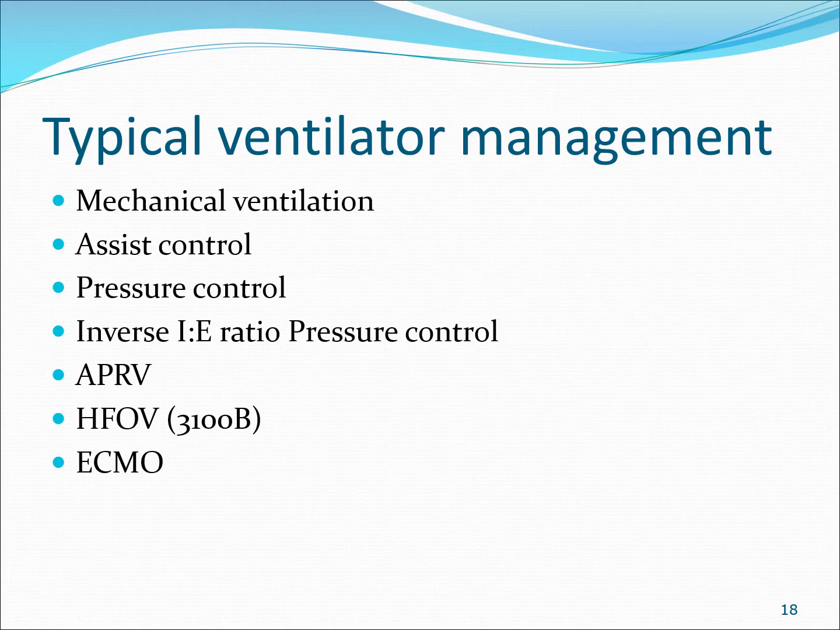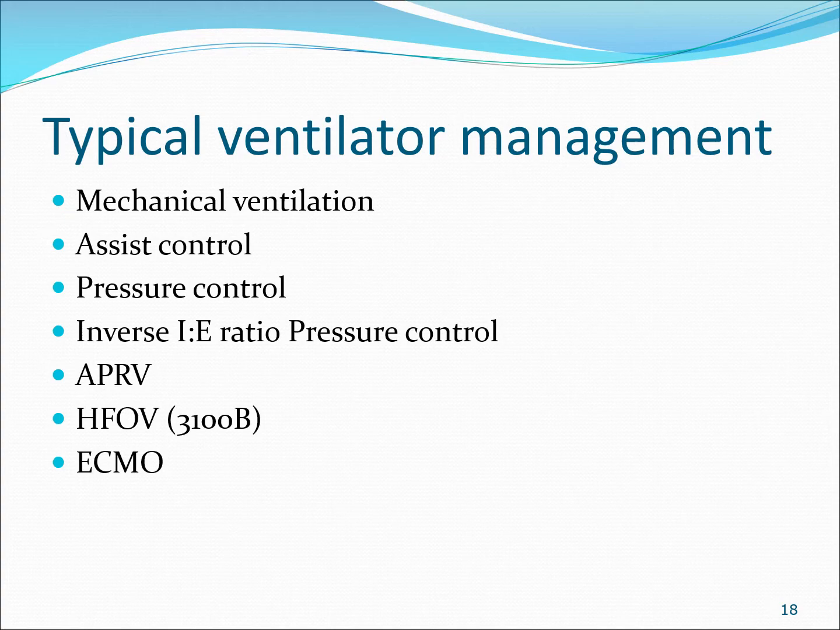So when you have inverse IE ratio pressure control ventilation with an IE ratio of 2 to 1, do you think the patient could be awake? Do you think they could breathe on themselves? No, they are just flipping out. So what do you have to do? You have to paralyze them or really deeply sedate them. So that's the negative aspect of inverse IE ratio pressure control ventilation. And there's typically a progression from assist control, to pressure control, to inverse IE ratio.